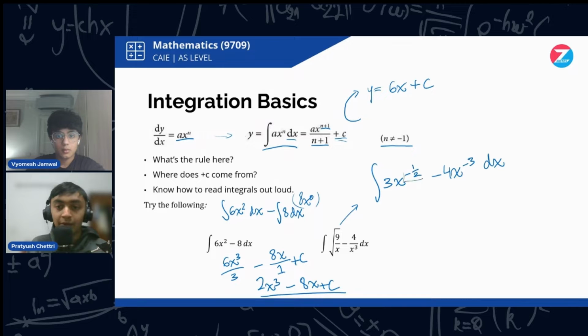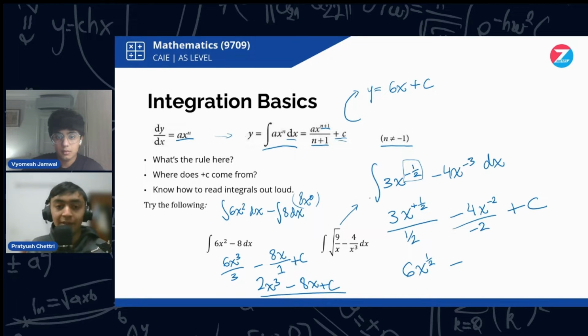Increase this by 1. So it's 3 x to the power minus half plus 1 is plus half. I'll write the plus just for clarity, and divide it by half. And minus 4x increased power. 3 minus 3 plus 1 is minus 2. Divide by minus 2. And this simplifies down to 6x to the power half, or you can write root x, minus, for important thing, plus c.